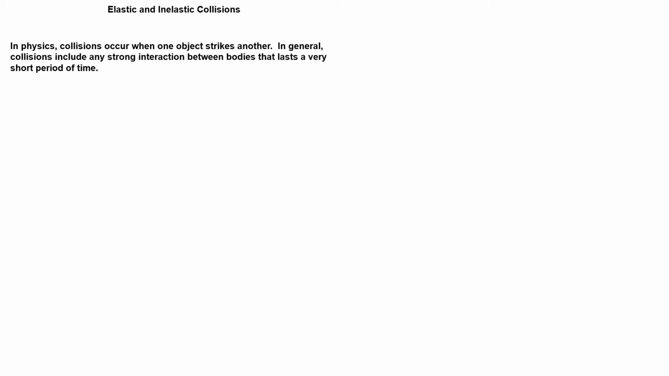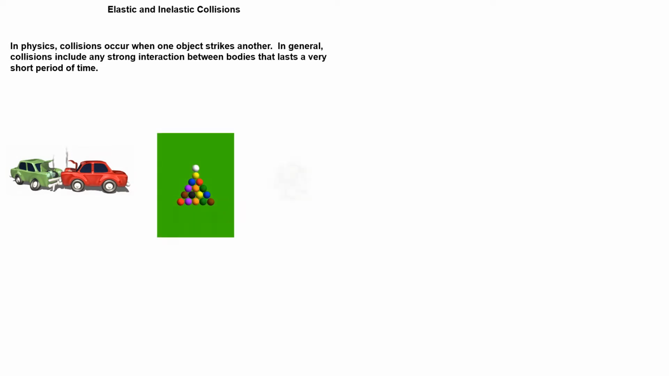In physics, collisions occur when one object strikes another. In general, collisions include any strong interaction between bodies that lasts a very short period of time. For example, car accidents, balls colliding on a billiard table, neutrons hitting atomic nuclei in a nuclear reactor.